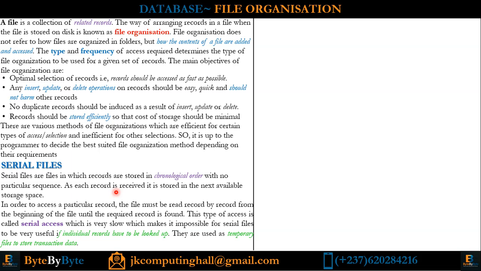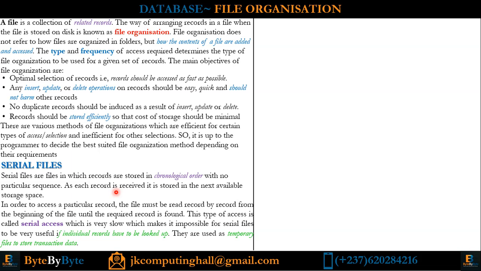Serial files are files in which records are stored in chronological order, that is, one after the other, with no particular sequence. As each record is received, it is stored in the next available storage space. In order to access a particular record, the file must be read record by record from the beginning of the file until the required record is found. So in this case, it is like on a magnetic tape.